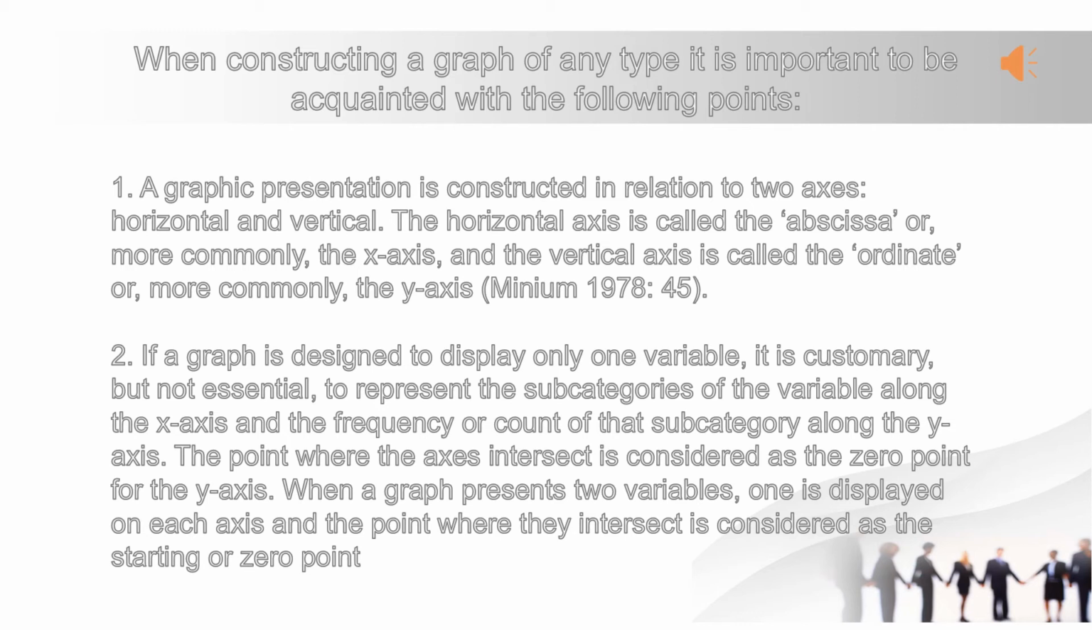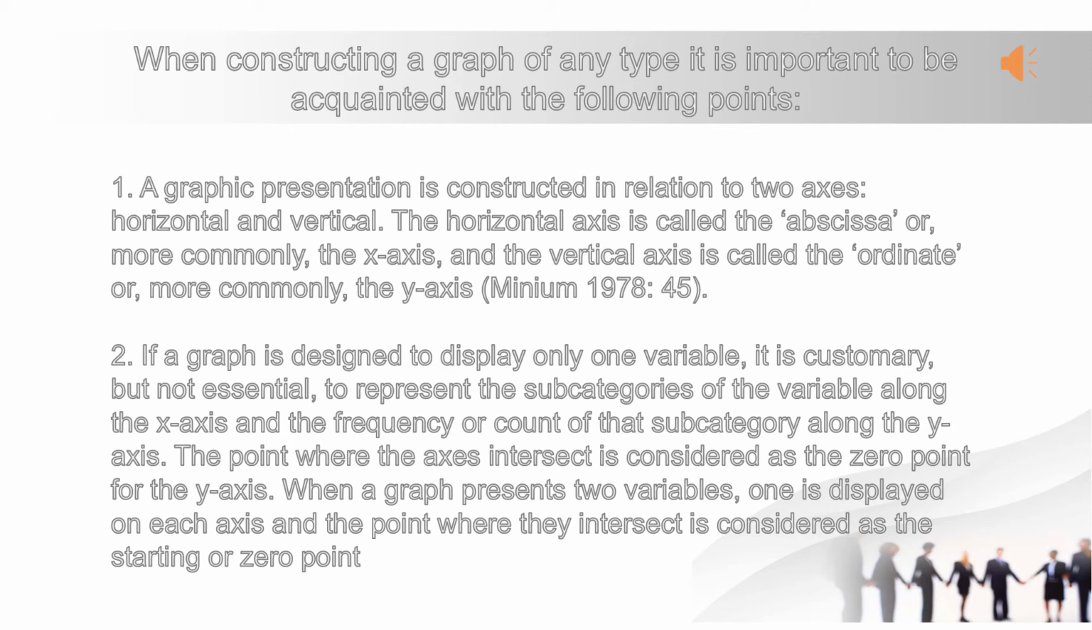So when constructing a graph of any type, it is important to be acquainted with the following points. Number one, a graphic presentation is constructed in relation to two axes, the horizontal and the vertical. The horizontal axis is called the abscissa, or commonly known as the x-axis, and the vertical axis is called the ordinate, or commonly known as the y-axis.